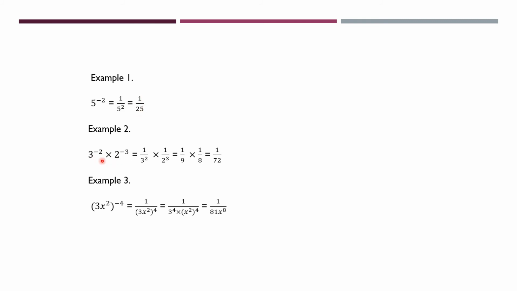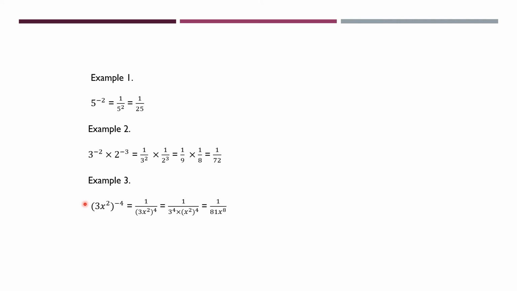Example 2. 3 raised to minus 2 into 2 raised to minus 3. We can write 3 raised to minus 2 as 1 by 3 raised to 2 and 2 raised to minus 3 as 1 by 2 raised to 3. Then the answer will be 1 by 9 into 1 by 8, that is 1 by 72.